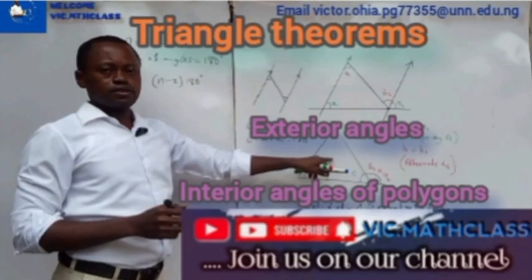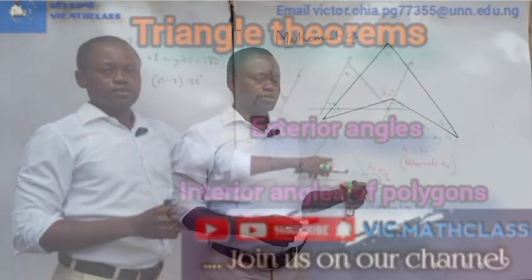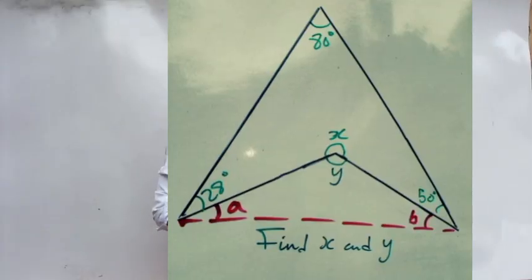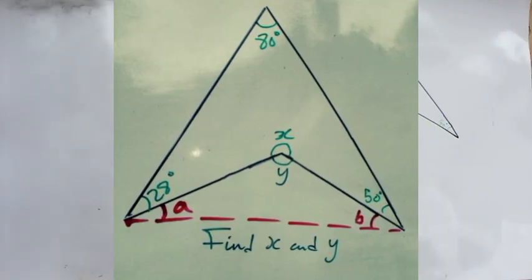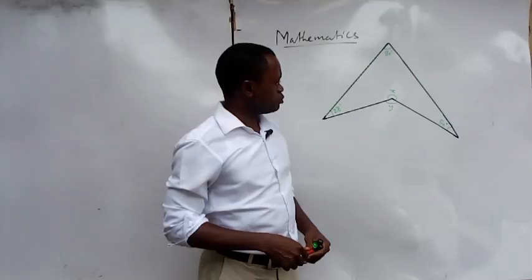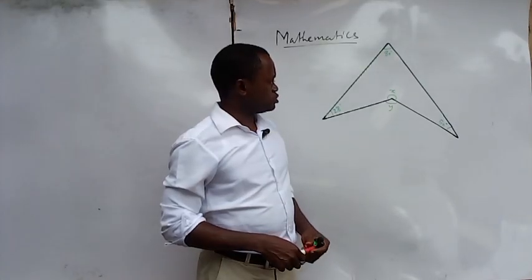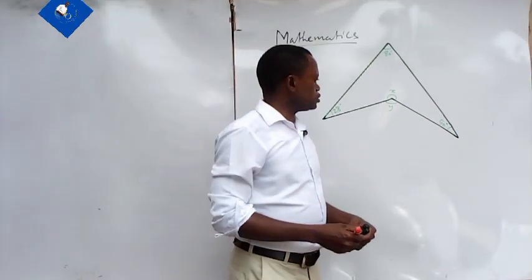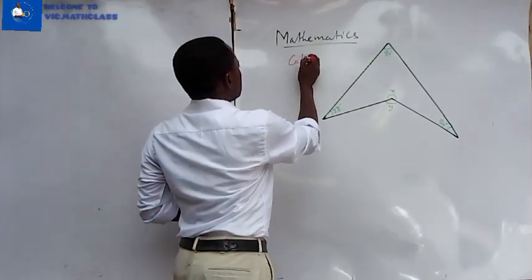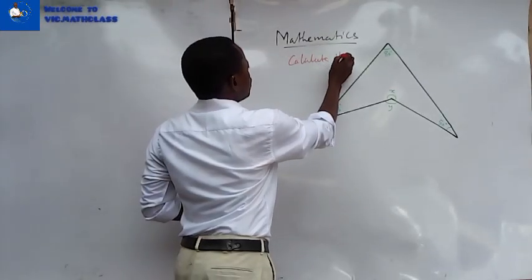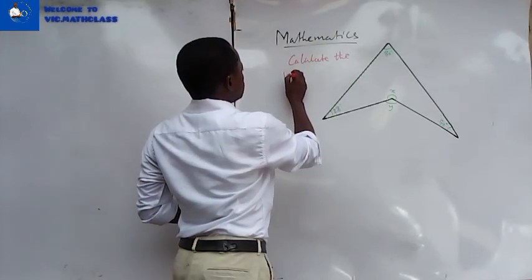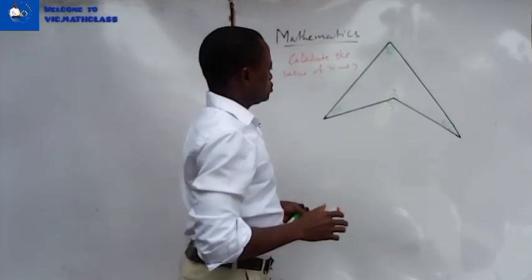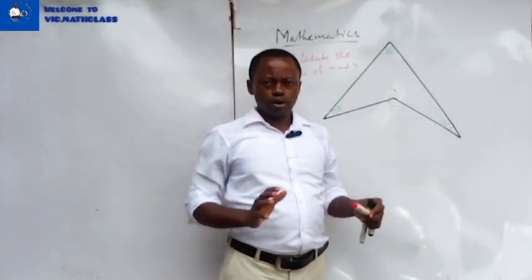And in this class, I have a question on the board that I want to use again to explain more on this concept of polygons. So if you look at this, we have this shape, this diagram on the board, and what is expected of us is to find the value of x and y. We're expected to calculate the value of x and y. Okay, there are two ways to go about it.